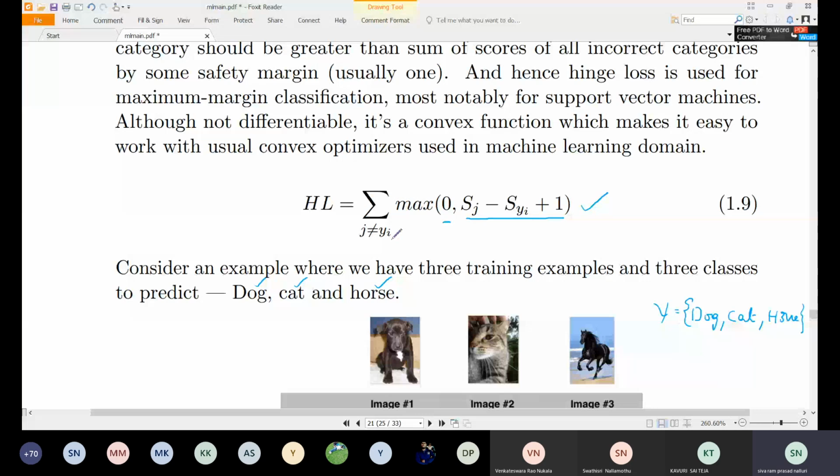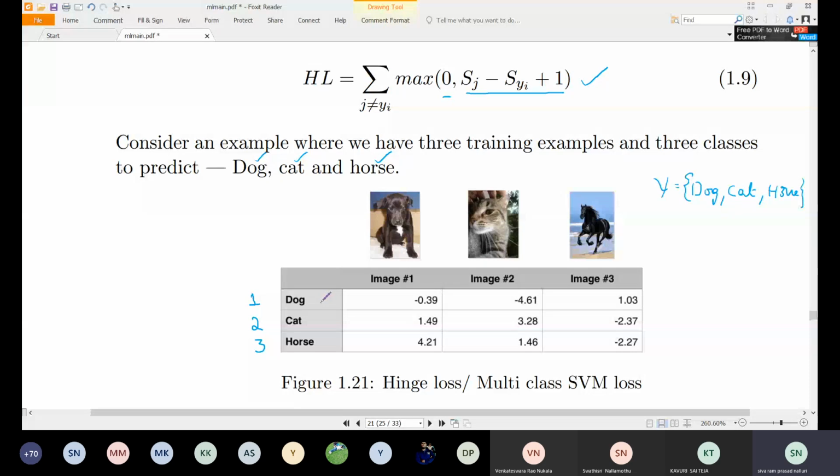Suppose the actual class label is... let us assume that this is the first example, i equal to 1, i equal to 2, i equal to 3, and these are the predicted values, j equal to dog, and so on. In the case of the first example, you have given the image of a dog, and the classifier has given these probabilities or these values. The classifier has given these values as the outputs.